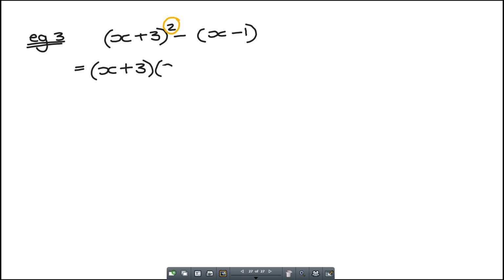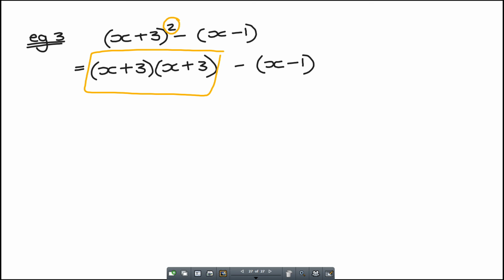Example 3. What if I give you this? Okay, now, that little square, what does that mean? It means that this is actually x plus 3 times x plus 3 again. Does everyone understand? Okay, so now I've got to use FOIL over here.